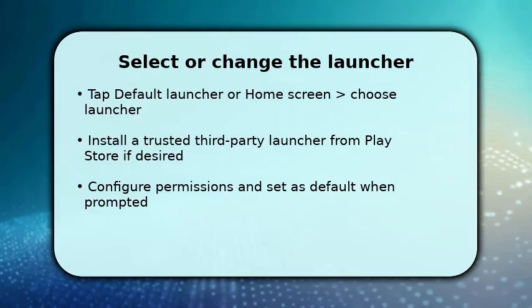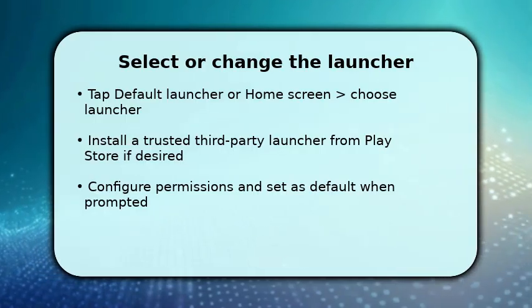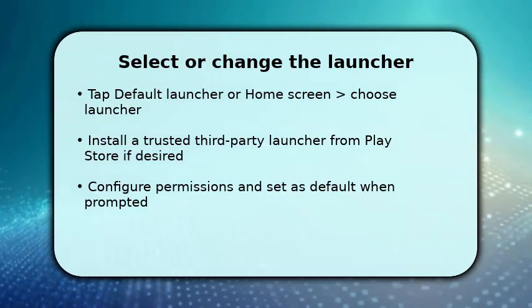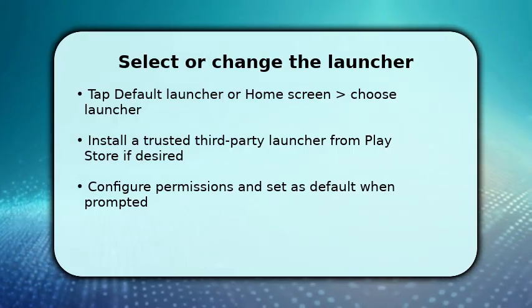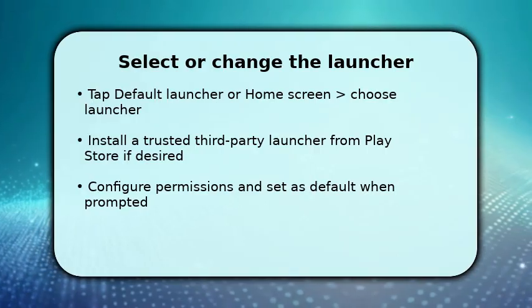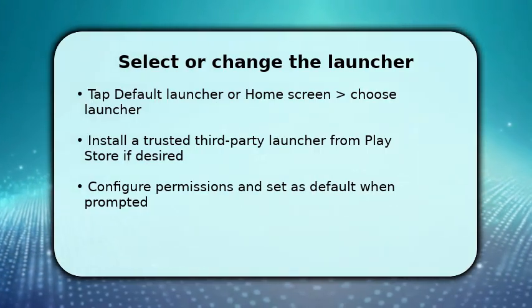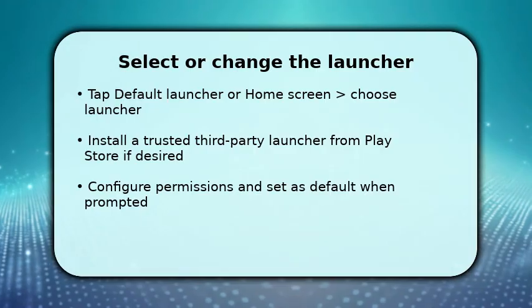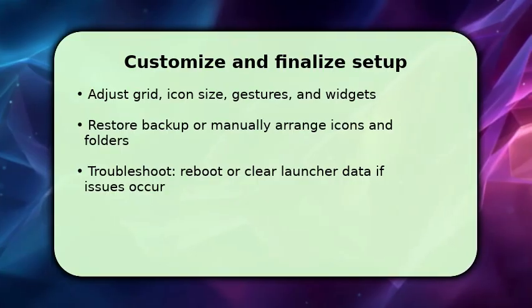If you want more customization, install a trusted launcher from Play Store first. Once installed, open it and grant required permissions, then return to Settings and set it as default so icons and gestures map correctly. Make sure to preview themes and grid settings inside the launcher, because those control widget sizing and app arrangement. You finish by customizing layout.